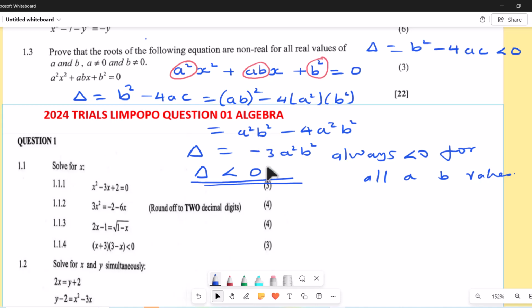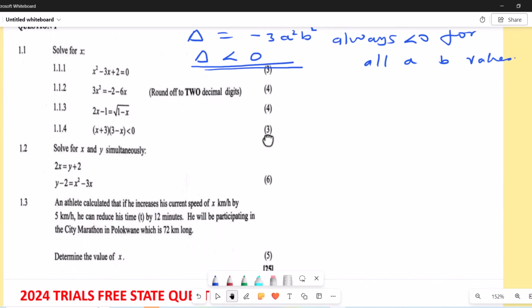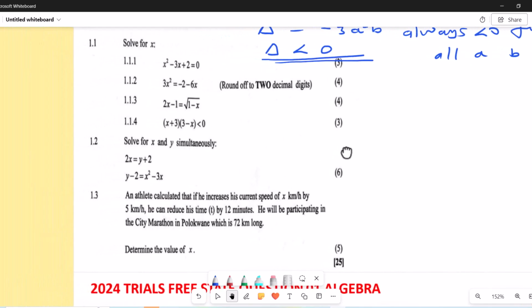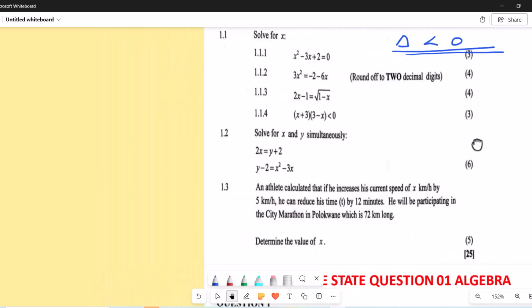Next question. This was from the Limpopo 2024 trial. Let's find it out now. Solve for x again, and they say x squared minus 3x plus 2 equals 0.